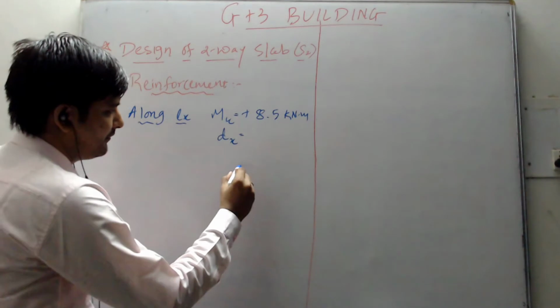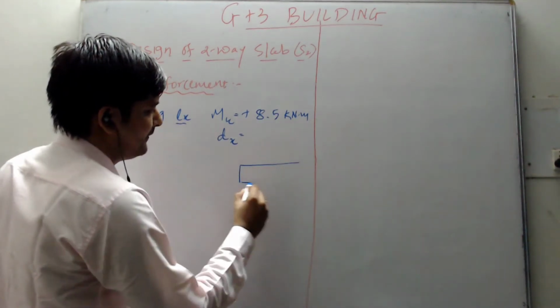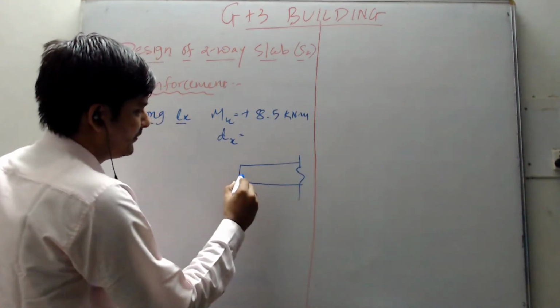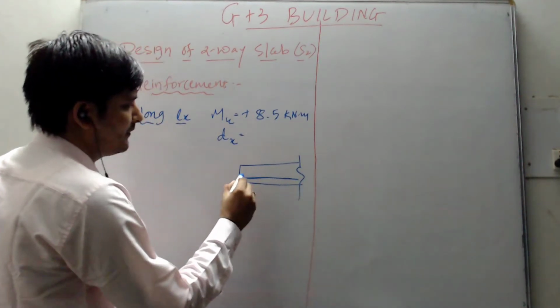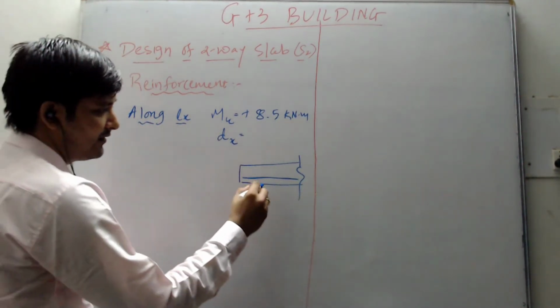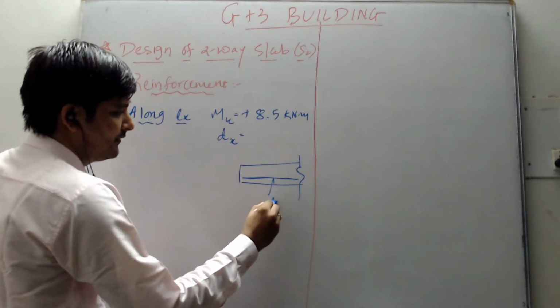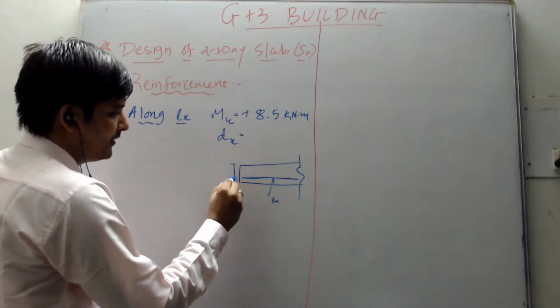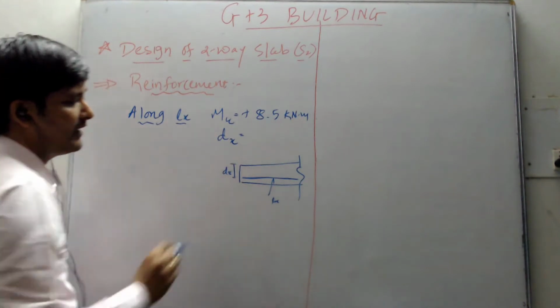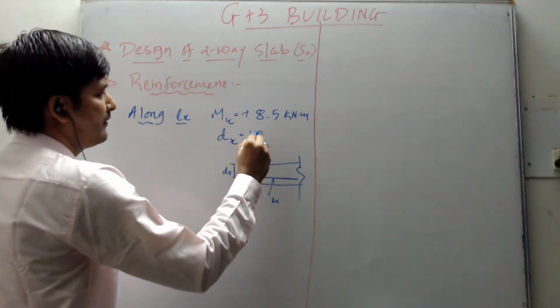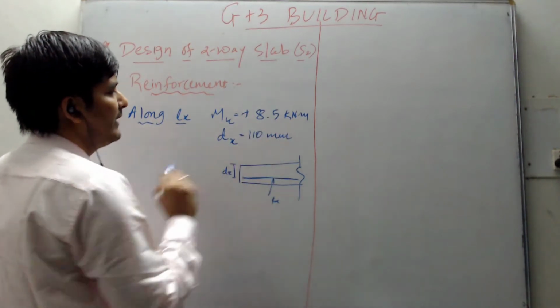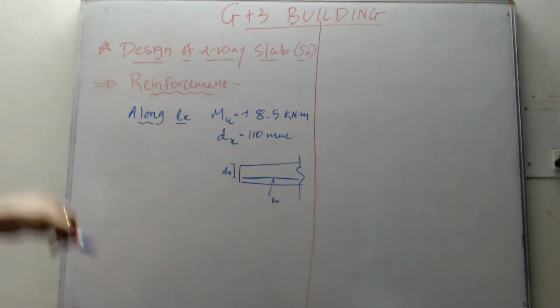So let us say this is a section of my slab. This is the steel that is being provided. This is the main steel. This is along the Lx direction. So this will be the dx value. This we calculated in the first step, that is 110 mm. dx is 110, that we calculated in the previous video. So please check my previous videos so that you can understand how these values are coming.